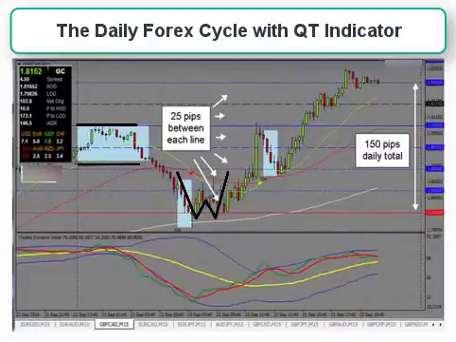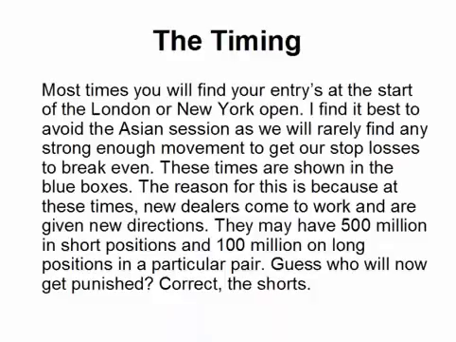Most times you will find your entry at the start of the London or the New York Open. I find it best to avoid the Asian session as we rarely find any strong enough movements to get our stop losses to break even. These times are shown on the blue boxes, and the reason for this is because at these times new dealers come to work and they're given new directions.